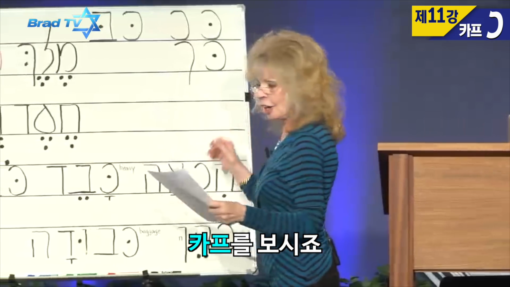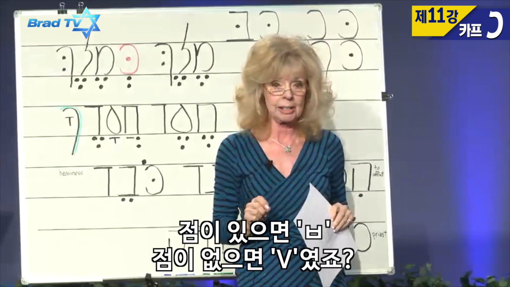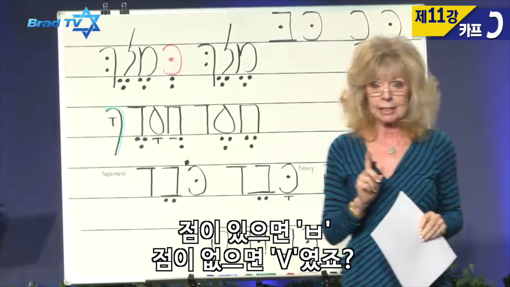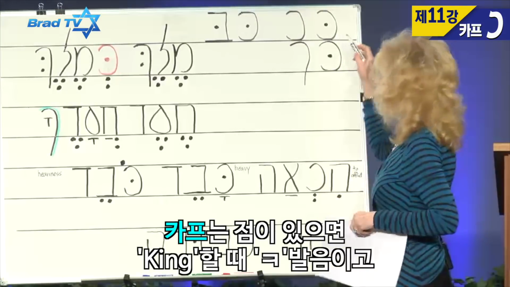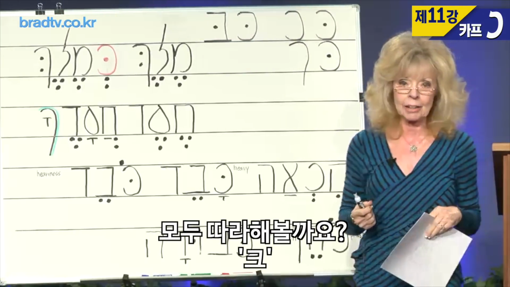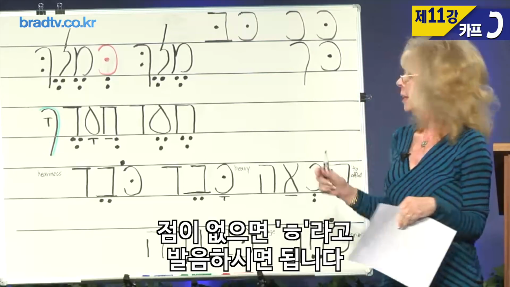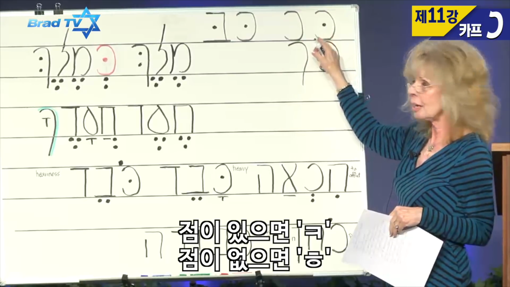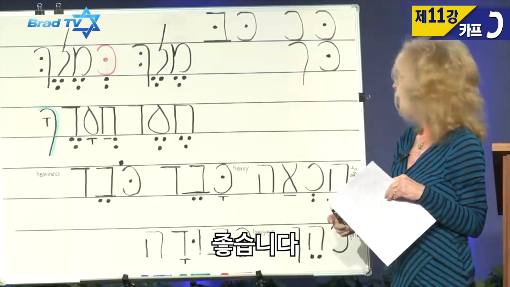And we're going to look at Kaf now. Kaf makes two sounds. Remember, bait makes two sounds. It made b when it had the dot, and it made v when it didn't have the dot. And Kaf is similar to that. Kaf says k, like in king. Everybody say it, k. Or it says ch when it doesn't have the dot. Okay, so it's k with the dot and ch without the dot. Everybody got that? All right.